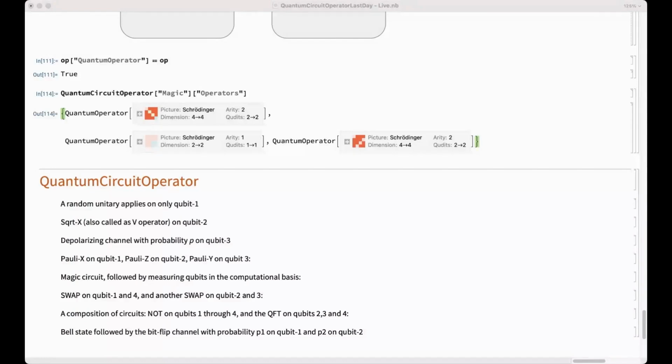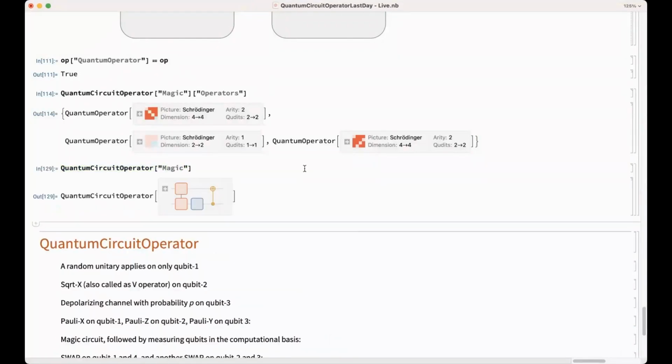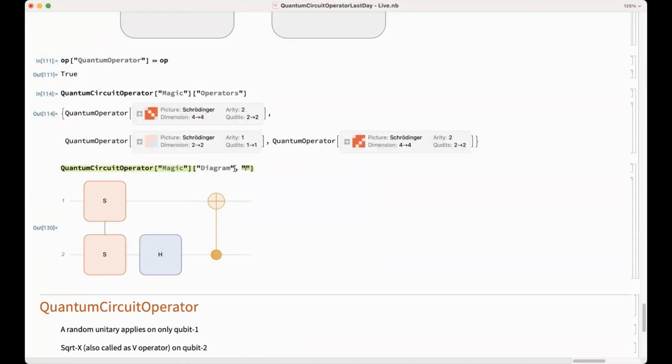Nick, just show them one option with connectors. So you have a magic one, you can ask for a diagram. It has wire connectors. Show connectors true. Show connectors false. There are two versions of those.